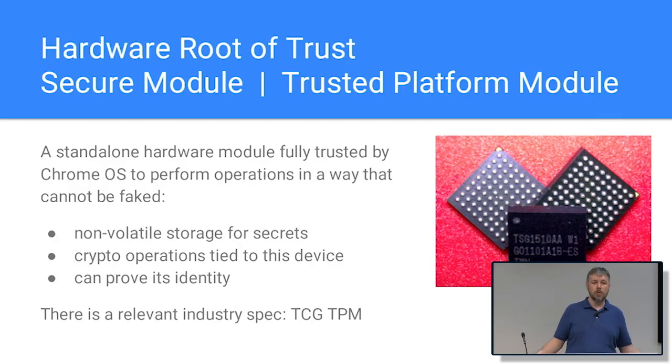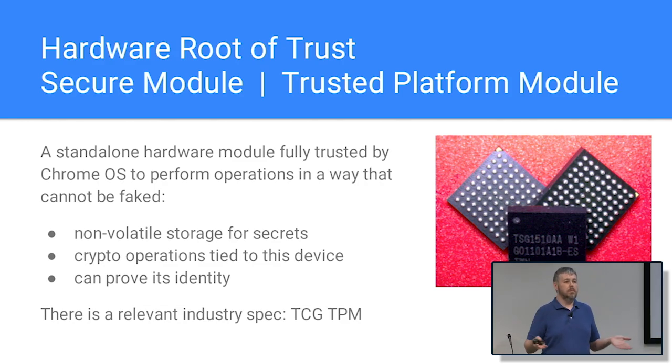And hardware root of trust is basically a separate hardware component sitting on the device, which is separate from the main CPU, separate from the main memory, separate from disk and flash available to the main CPU, which can encapsulate secrets. It provides non-volatile storage for those secrets, and can perform crypto operations in a way which is tied to this device, so they can only be performed on this module, and which can prove its identity to the rest of the system, or to other servers out there.